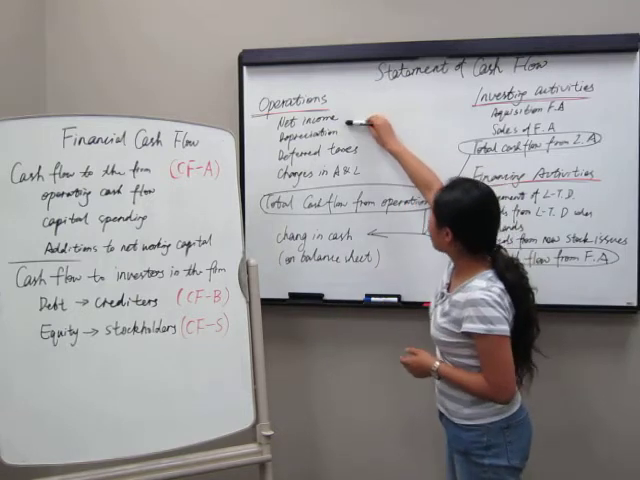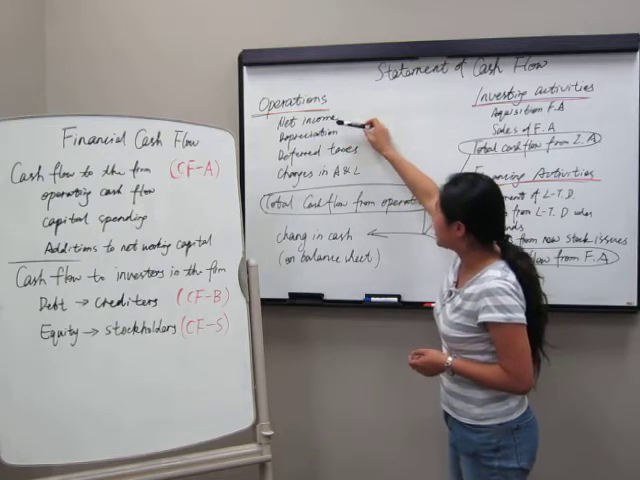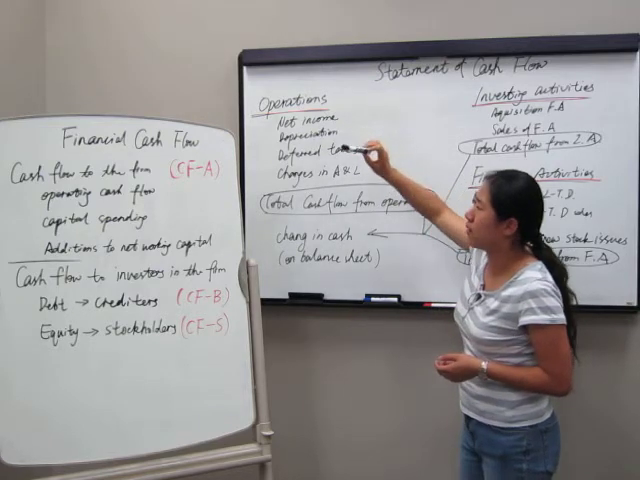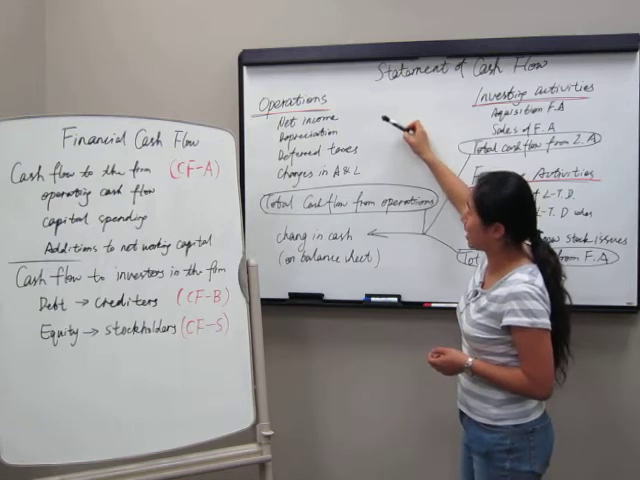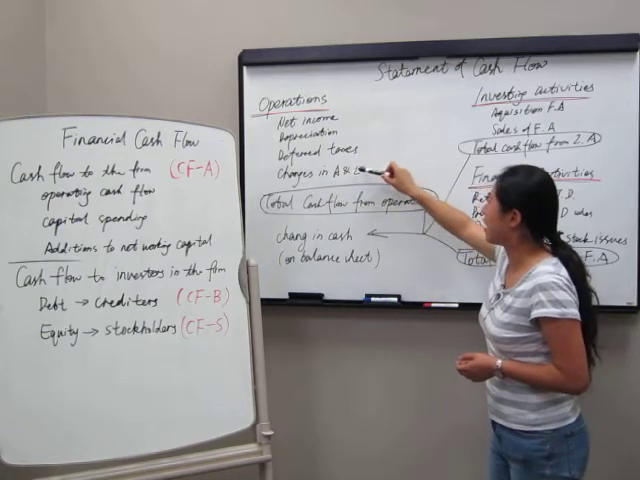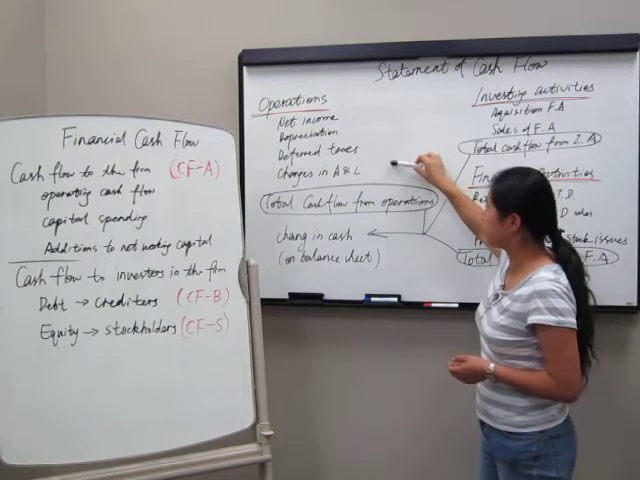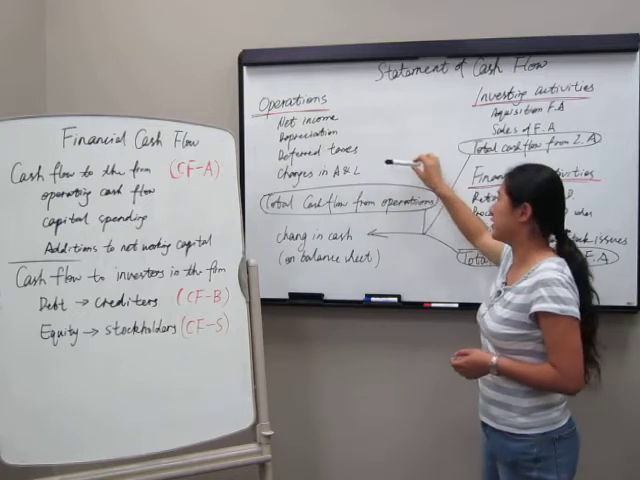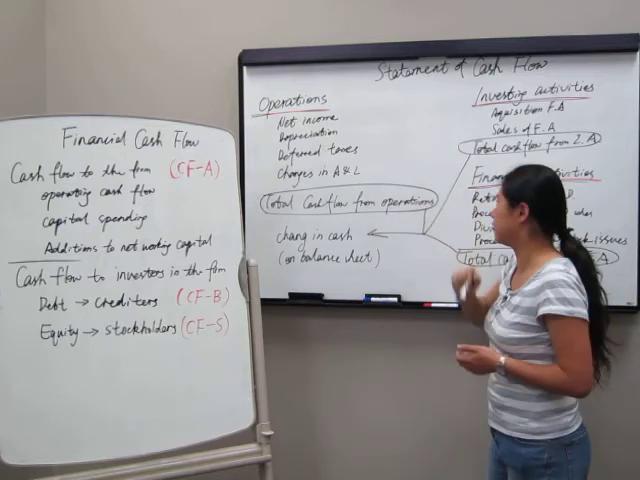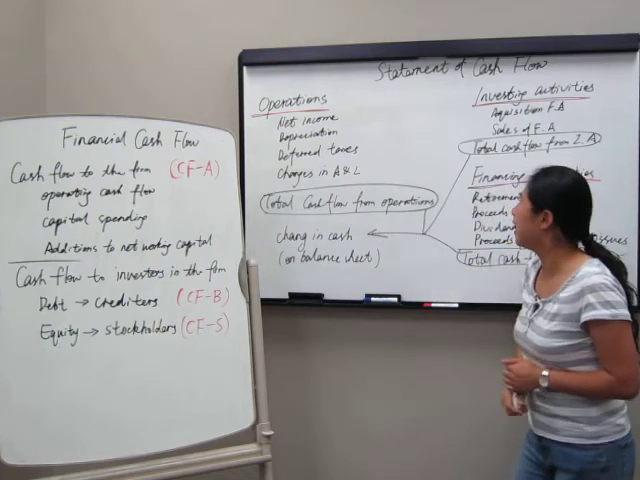So the net income is a plus. We need to add back depreciation and deferred tax, as we talked about before, because they were all non-cash items. And then we add the change in current assets and liabilities. If it's a positive number, we use a plus. If the change is a negative number, we use a minus. Then we get the total cash flow from operations.